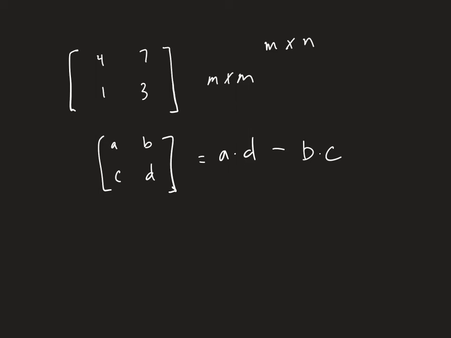But just practice a little. Practice calculating determinants of different matrices. So we'll use a quick example. If we look at our one up here, the determinant equals 4 times 3 minus 7 times 1, which equals 5. So that's the determinant of the matrix above.